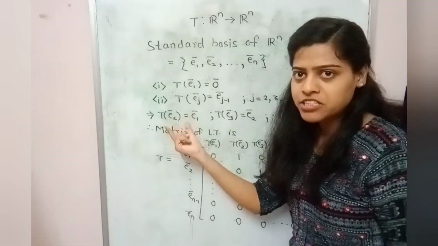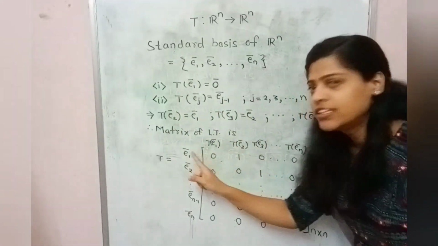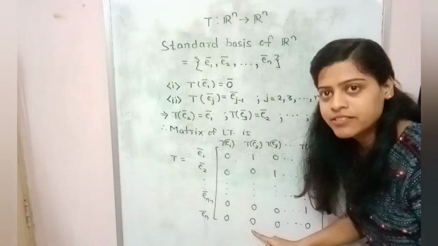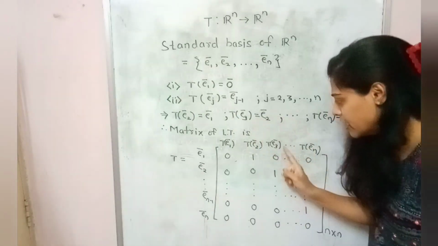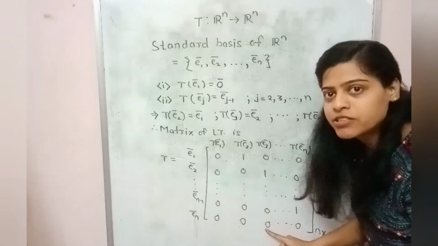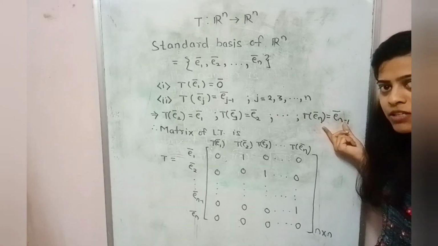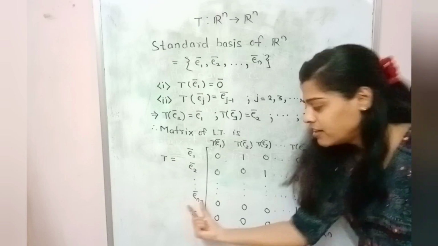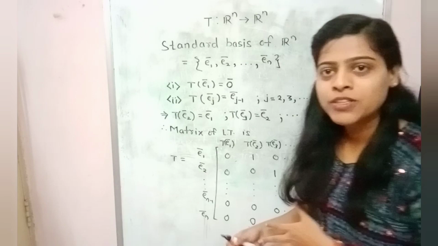Similarly consider the second condition, that is T of E2 bar is equal to E1 bar, that is T of E2 bar with respect to E1 bar, its value should be 1 and the remaining places must be 0. Similarly consider T of E3 bar is equal to E2 bar, that is T of E3 bar with respect to E2 bar, we have value 1 and the remaining places must be 0, and so on. Lastly, T of En bar is equal to En minus 1 bar, that is T of En bar with respect to En minus 1 bar, we have value 1 and the remaining places must be 0. So this is our matrix.